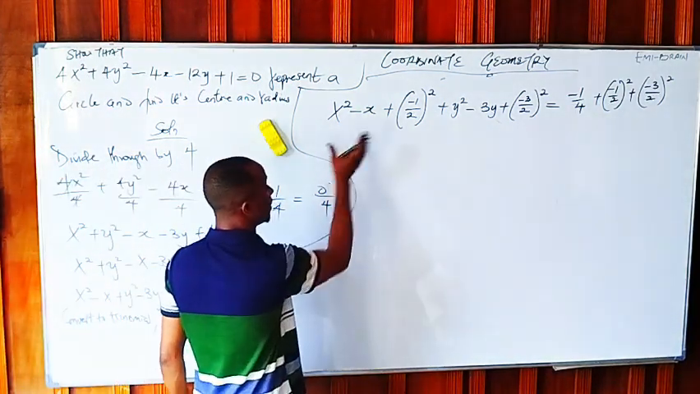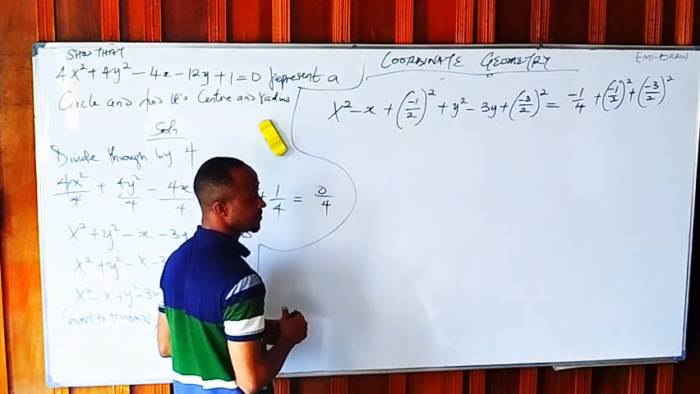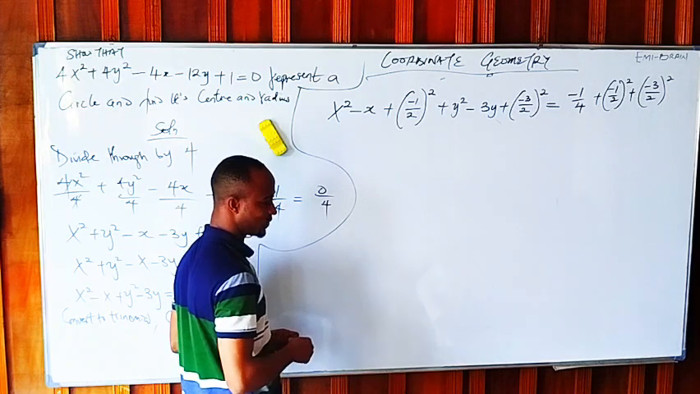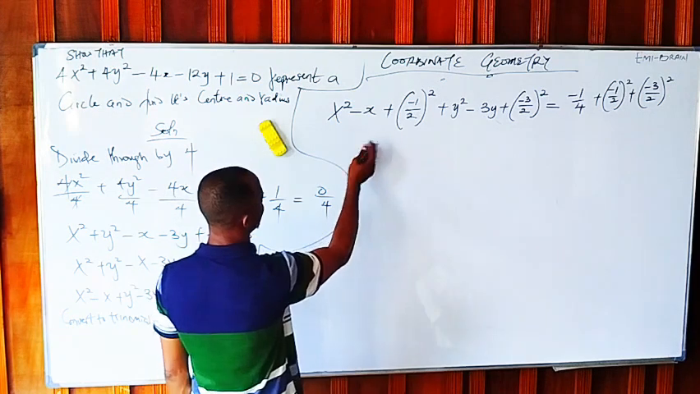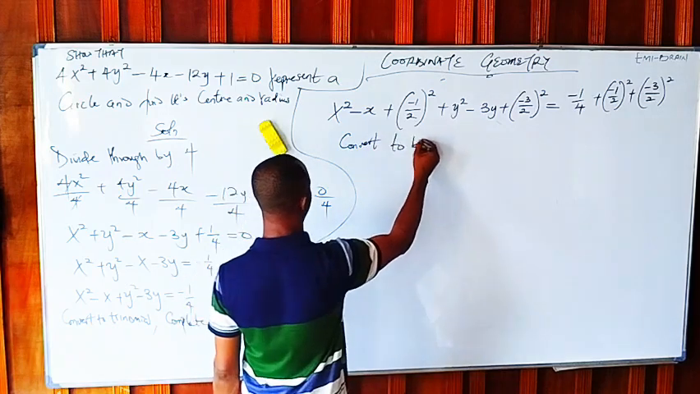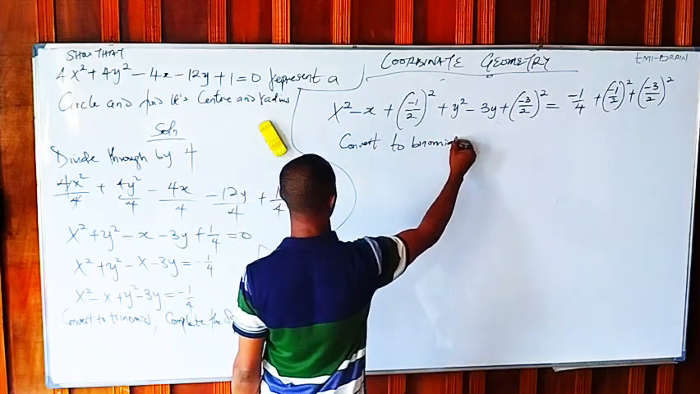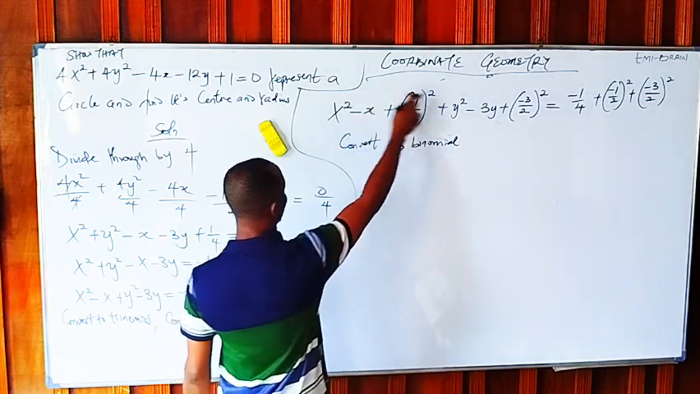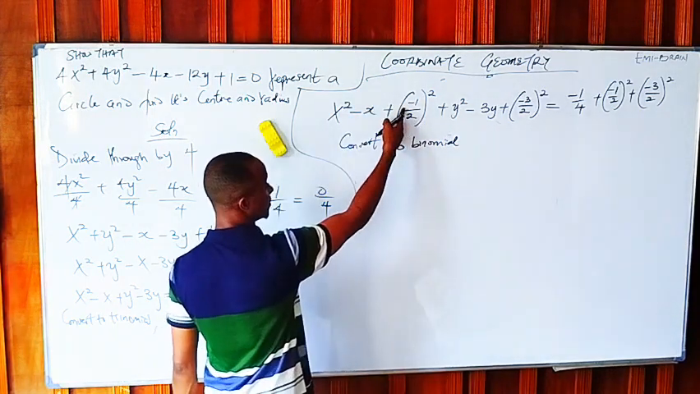What do we do? We convert back to what? Binomial, right? Are you aware? I just came in. What do we have? Convert to what? To binomial, right? So how do you convert to binomial? We pick this and this, the one that has the square. What do we have here?